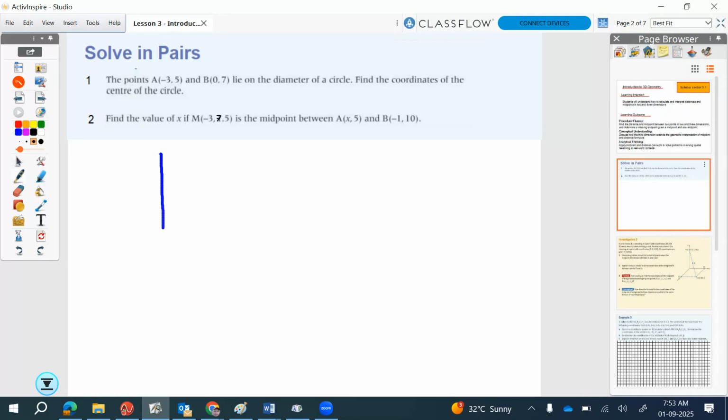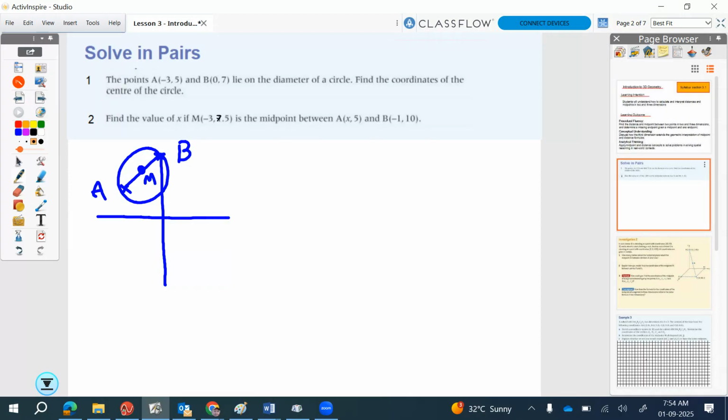If I just draw some coordinate axes like this, we can plot the point -3, 5. That's going to be something like this, maybe. This is the point A. And then we have the point B, which is 0, 7 up here. This is the point B. So this is the diameter of a circle, and we're asked to find the midpoint here, to find this point here.